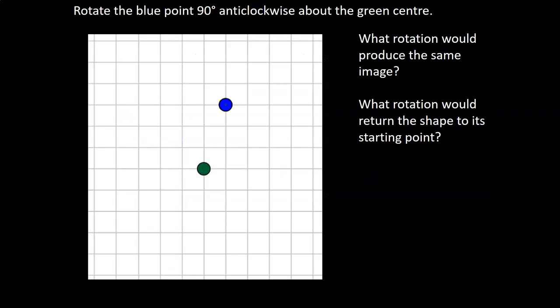So let's have a look at an example. Here, I'm told to rotate the blue dot 90 degrees anti-clockwise about the green center. So this is my center of rotation. That doesn't move.